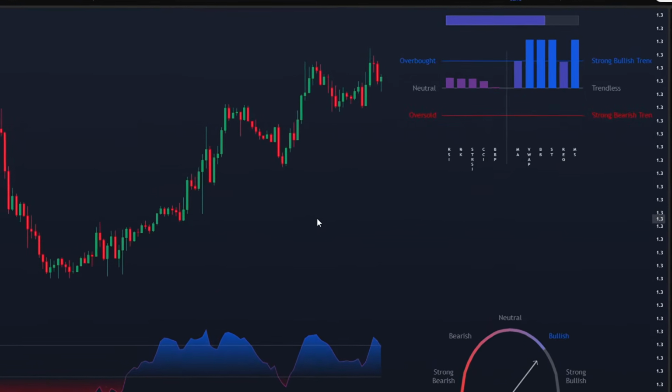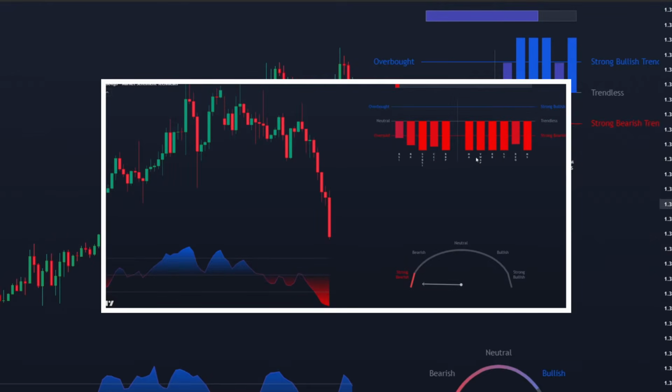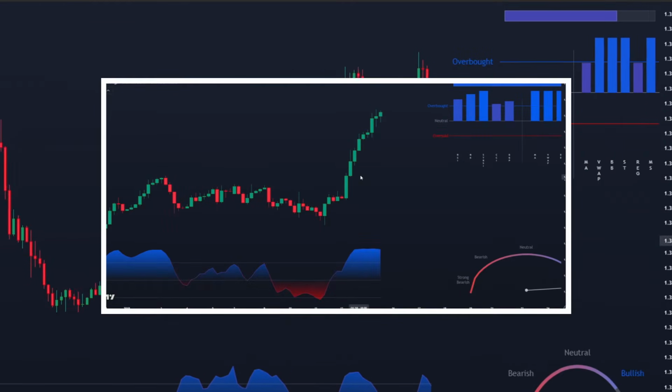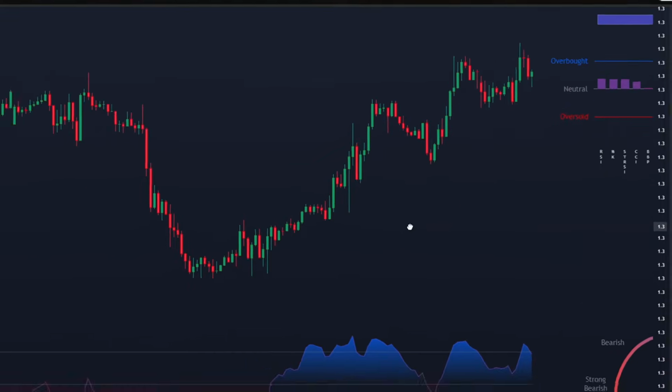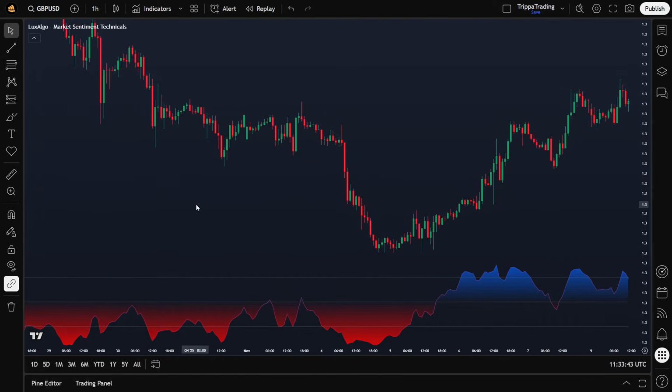So here's how it works. This tool uses a combination of trend indicators, momentum oscillators, volatility measures, and even price structure concepts like break of structure and change of character. It takes all of that data and processes it into a clean, visual representation of overall market sentiment, whether the market is bullish, bearish, or just moving sideways.